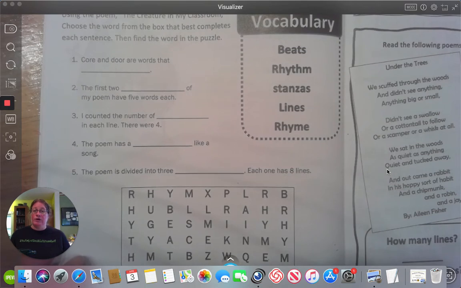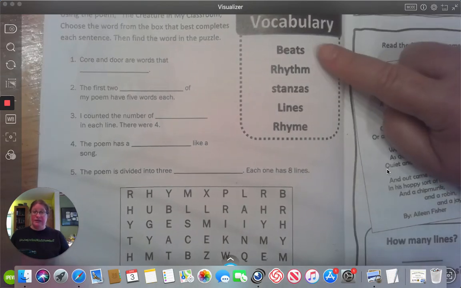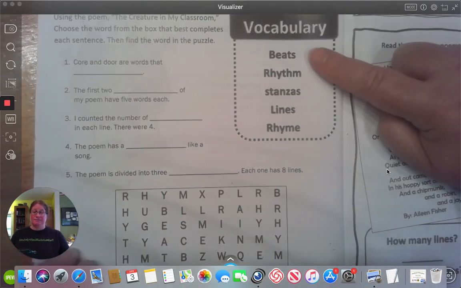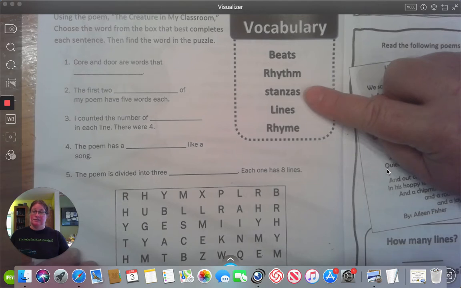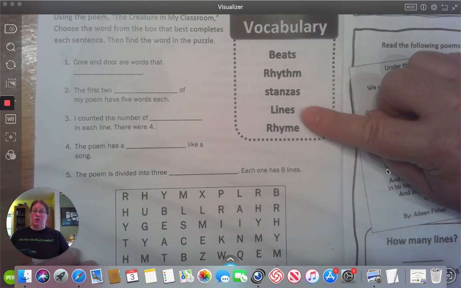So number 1, core and door are words that, let's plug it in, beats, rhythm, stanzas, lines, or rhyme.